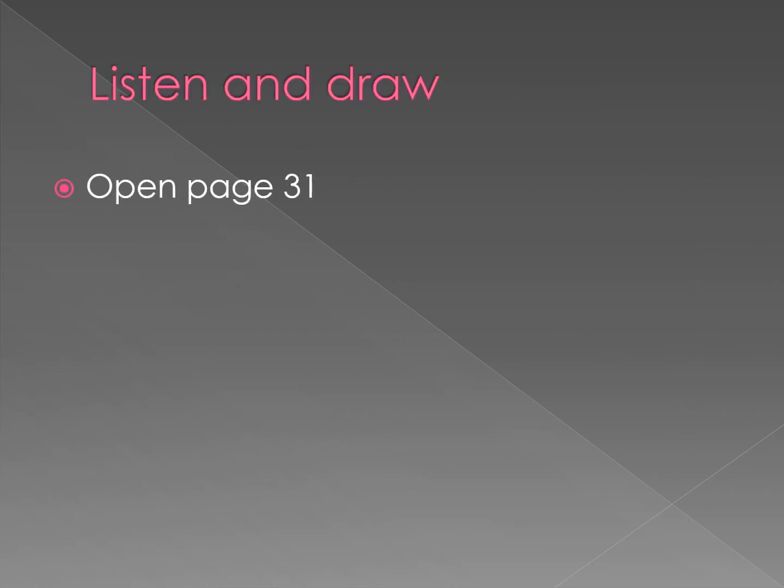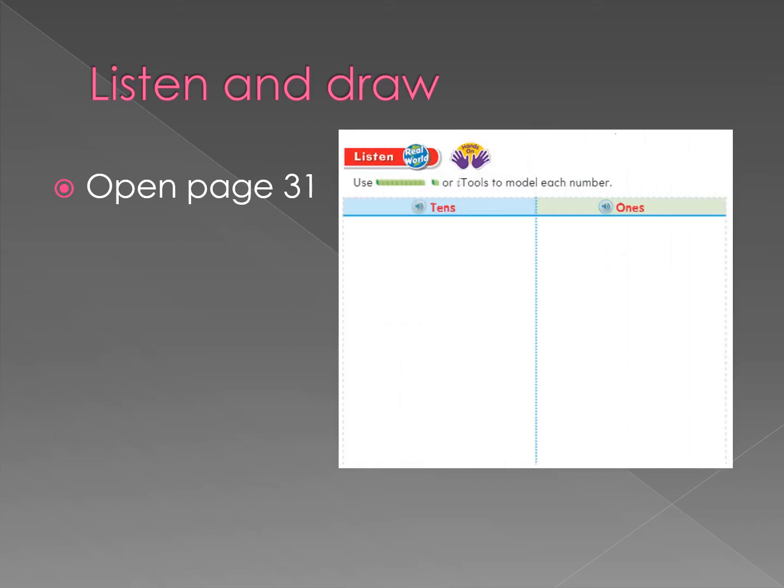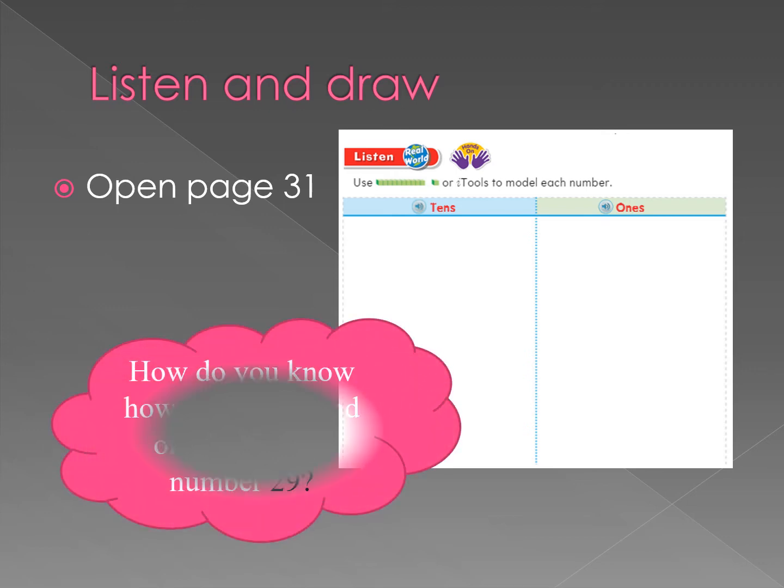Let's listen and draw. I want you to open page number 31. This is what the page looks like. How do you know how many tens and ones are in the number 29? Now I would like you to try and attempt this on your own. How many tens are there in the number 29? So remember, when I say tens, you will draw lines or sticks as we call them, and for ones you will draw small little dots.